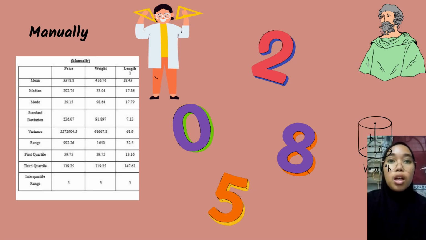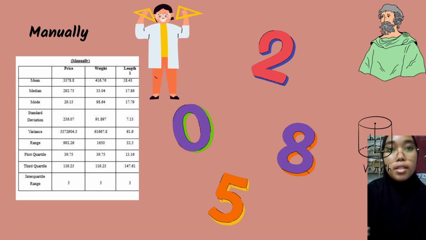For the variance, the price is 557,904.5, the width is 6167.8, and the length is 61.9.